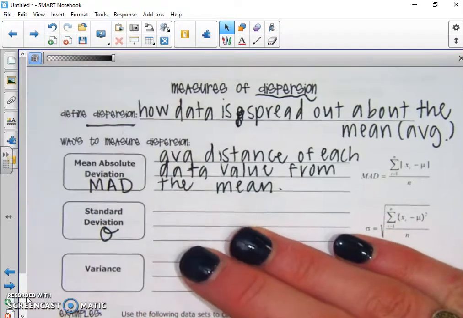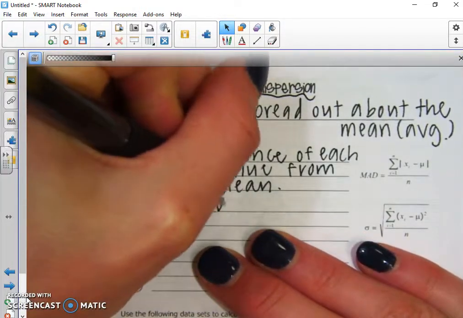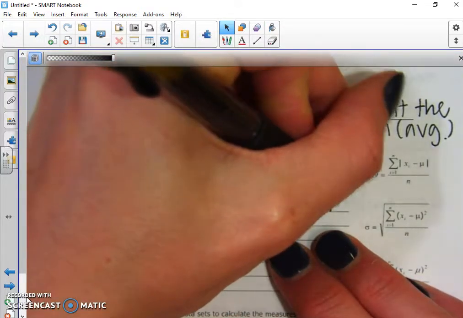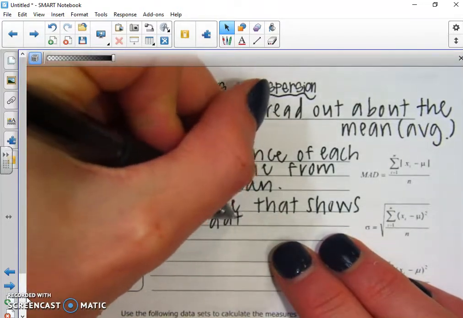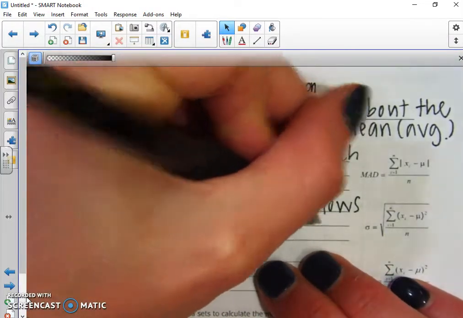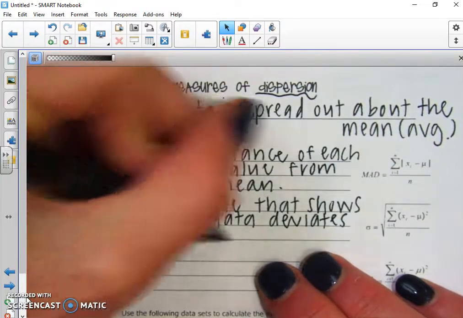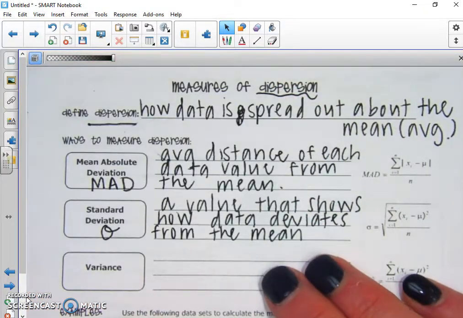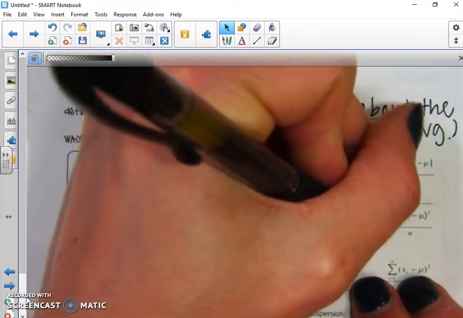So again, standard deviation is just a value that shows how data deviates from the mean. And we'll see this when we look at bell curves.